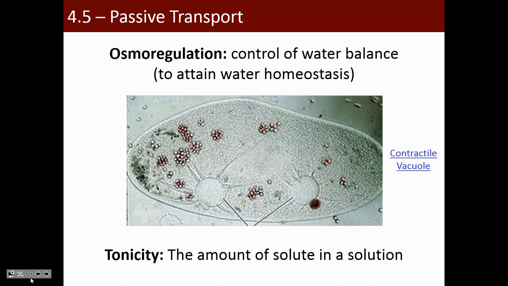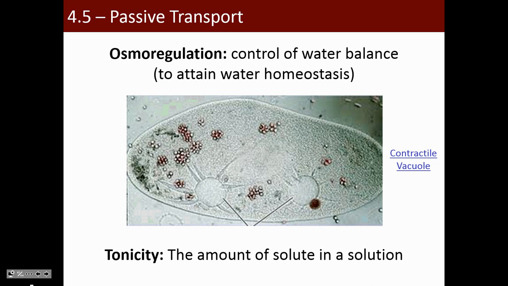We have to maintain water balance. We have to maintain that balance on a cellular level and on a whole organism level. Okay, so osmoregulation is just the fact that organisms have to control their water balance, and they have to try to attain water homeostasis. They can't have their cells get too dry, and they can't have their cells have too much water in them. There's actually a limit. There's a too much also, where cells can start to burst because of too much water.